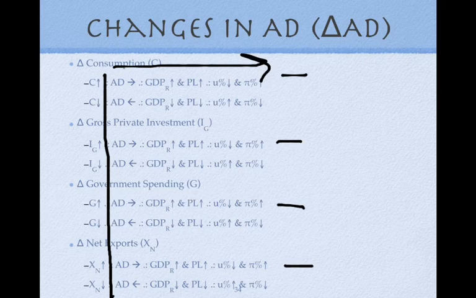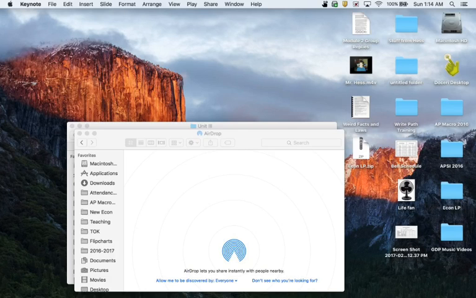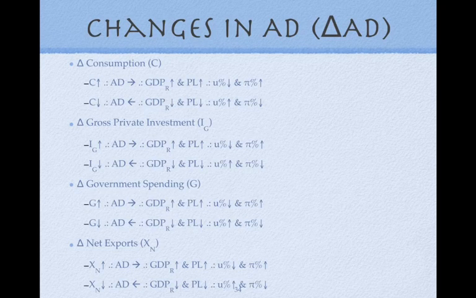One other thing I want you to see is that C, AD, GDP, PL, and inflation are all moving in the same direction. The only one moving opposite, or inverse, is the unemployment rate. This makes sense if you think about it: unemployment has an inverse relationship with output. So when the economy is bigger and doing better, we're going to have less unemployment.